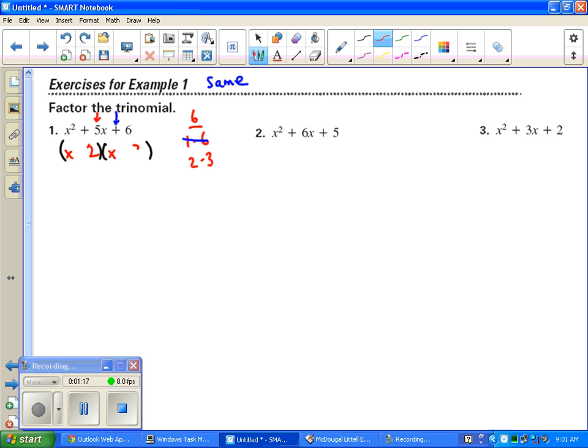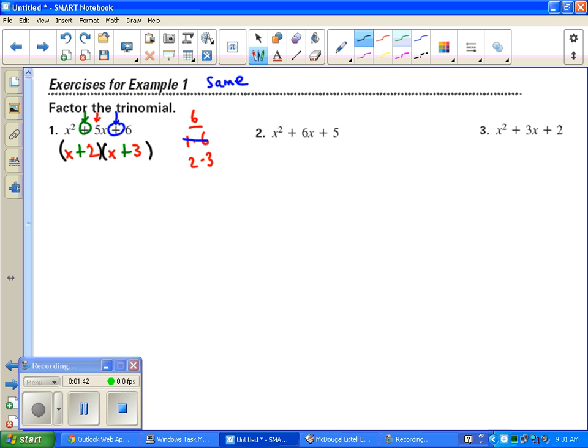So 2 and 3. So we have x and 2 and x and 3. This sign, again, since it's positive, tells us that they're going to be the same. It's either going to be +2 +3 or -2 -3. Once you know that, you have to look to the first sign, the one in front of the b value. It's plus, and since they're both the same, they're both plus. So x plus 2, x plus 3.